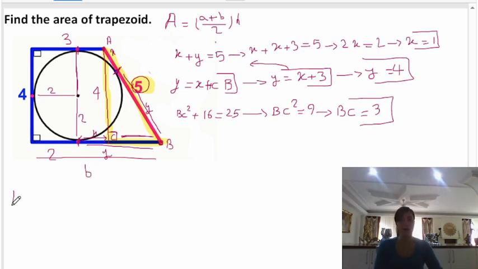Now I can find the area of the trapezoid. The area of the trapezoid would be 6 plus 3, divided by 2, times the height, which is here 4. I can simplify this 4 with this 2, which gives me 2. 6 plus 3 gives me 9. 9 times 2 gives me 18. So 18 square units would be the area of this trapezoid.